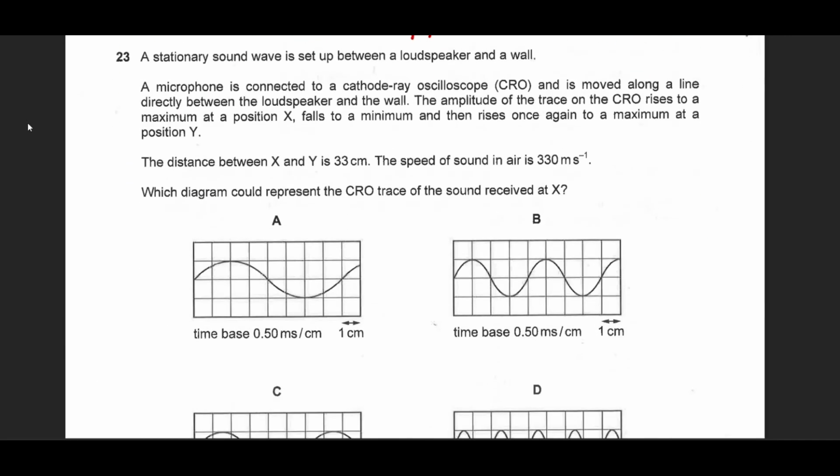So option D will be the right answer. Question number 23 is from CRO. He says that the speed is given and the distance, which is going to become the wavelength. So what is the wavelength over here?